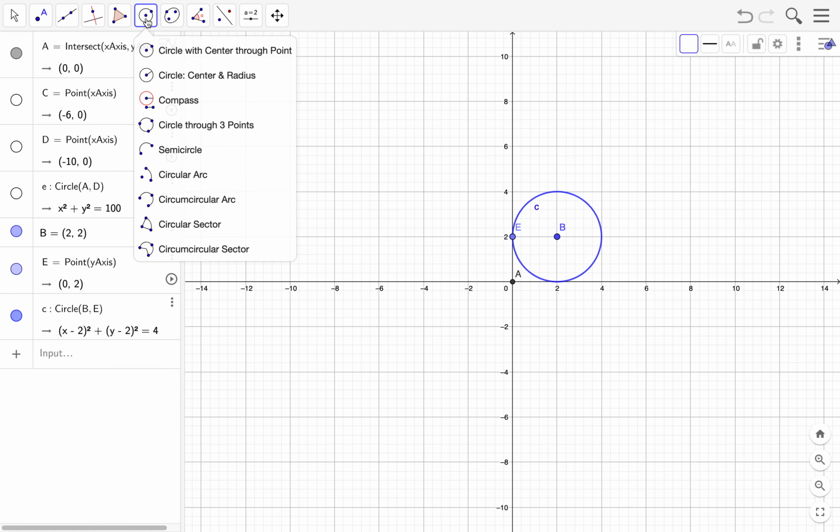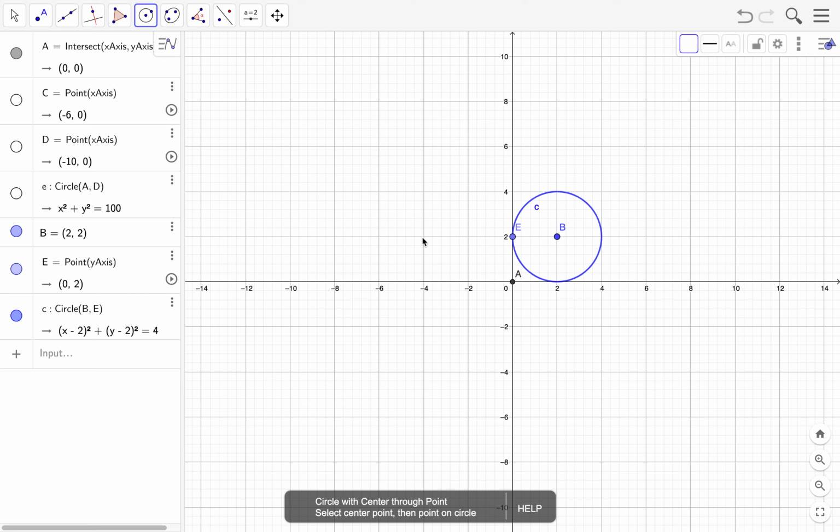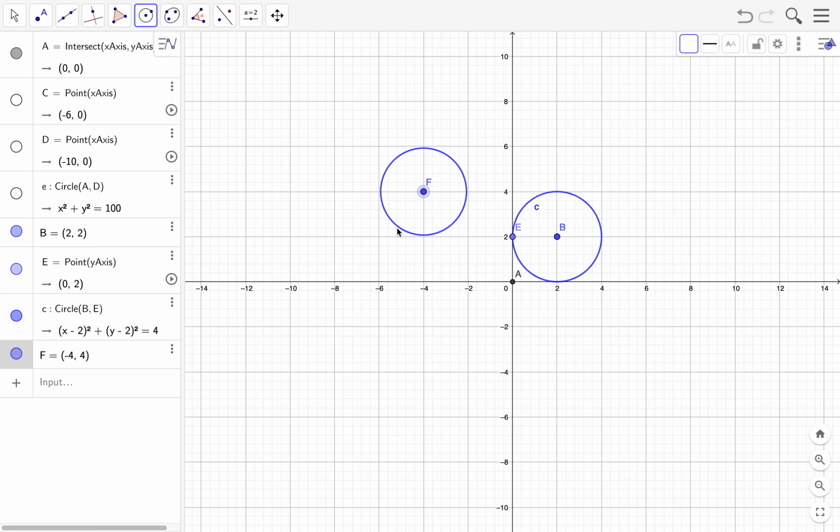Let's try another one. I'm going to create another circle. This time I'm going to go for minus 4, 4, and I'm going to give that a radius of just 2 as well. So I click that there. So we know that it's equal to the radius squared. But what we have in this case is x plus 4 squared, y minus 4 squared.